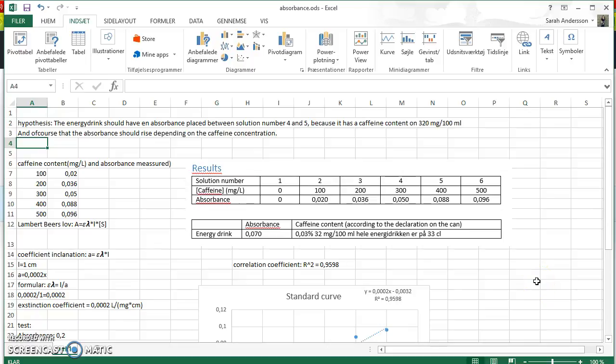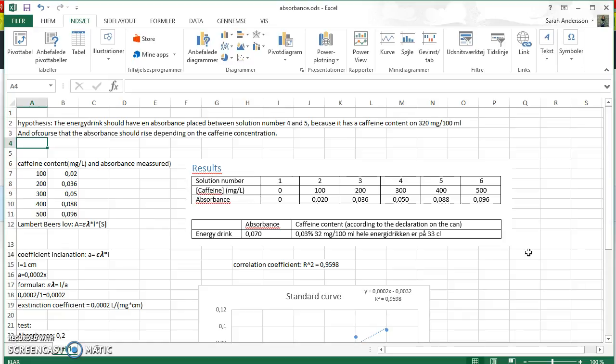Hello, this is the screencast documentation of the experiment about the determination of the caffeine content in an energy drink. Based on the theory we have made a hypothesis about this experiment, which is that the energy drink should have an absorbance placed between solution number 4 and 5 because it has a caffeine content of 320 milligrams per liter, and of course the absorbance should rise depending on the caffeine concentration.